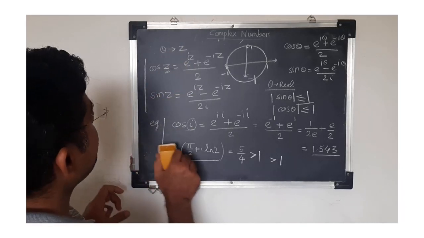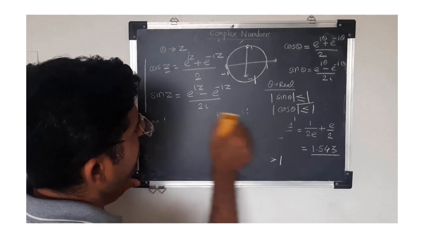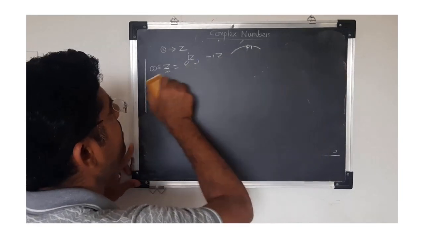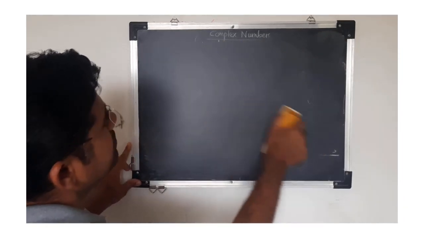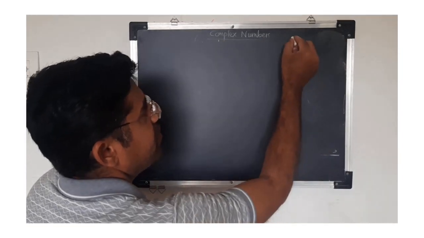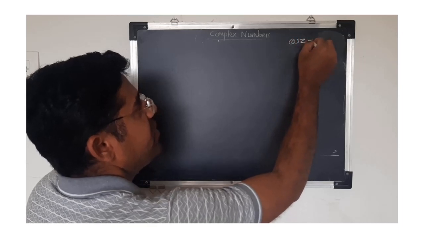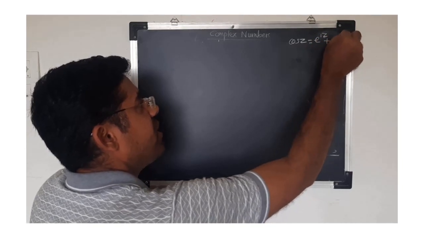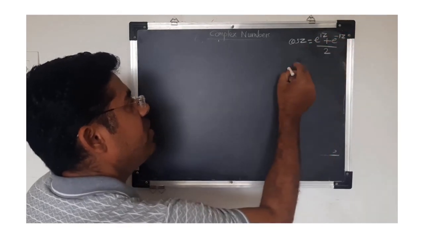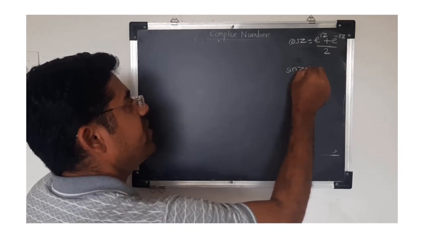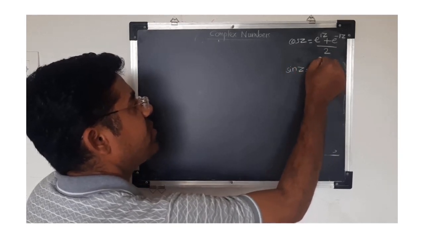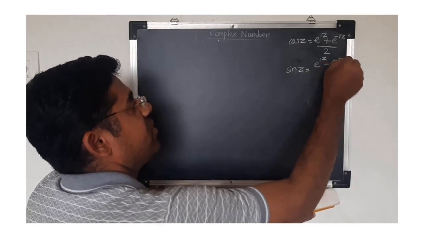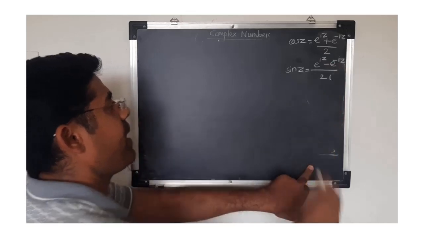So next is hyperbolic function. We have seen cos of z, which is nothing but e raised to iz plus e raised to minus iz divided by 2, and sine of z, which is nothing but e raised to iz minus e raised to minus iz upon 2i.